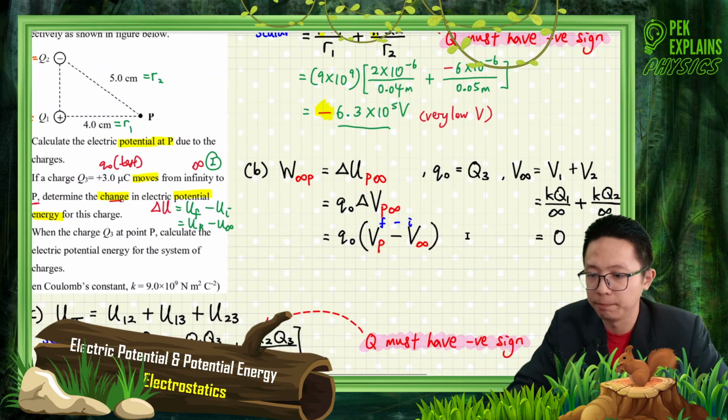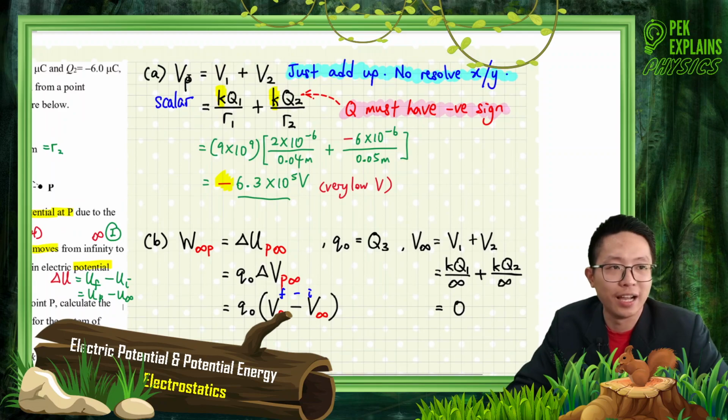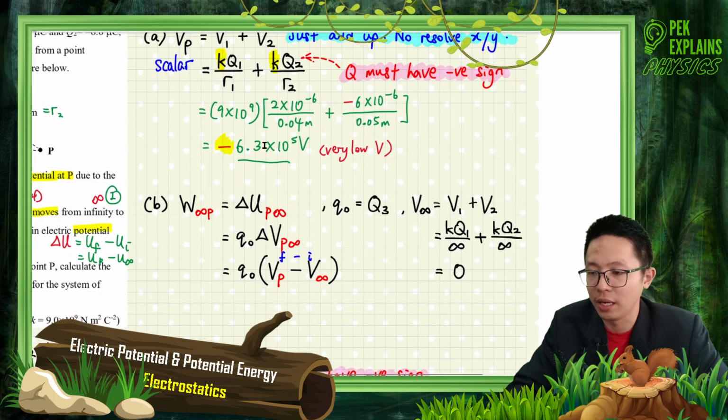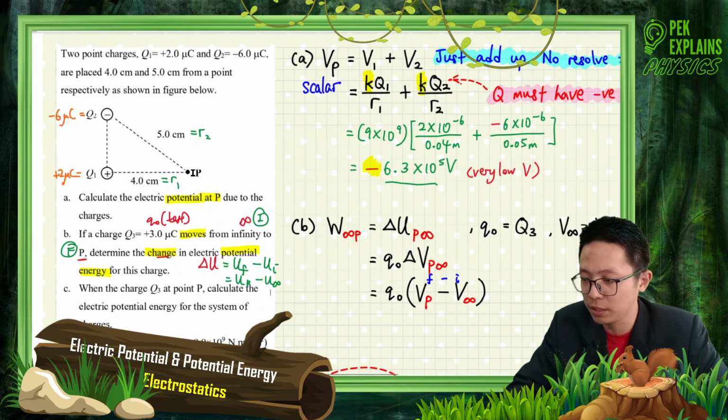Now, just now we already got the potential at P, isn't it? Potential at P is this one. So this is the potential at P. The potential at infinity we don't have yet.